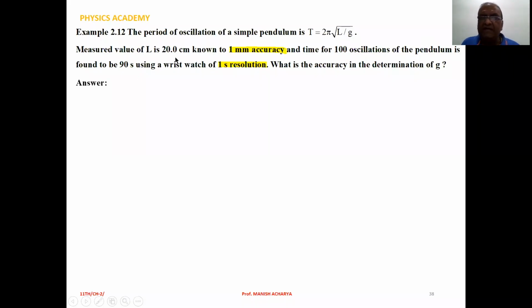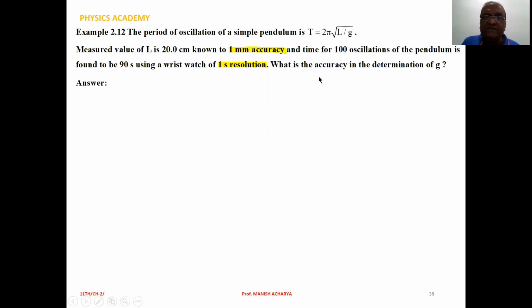The measured value of L is 20 centimeter, known to 1 millimeter accuracy. It implies that the length is measured with the help of an instrument for which the measurement can be taken with 1 millimeter accuracy, meaning the least count of that particular instrument is 1 millimeter. So the possible error appearing in the measurement is equal to 1 millimeter.